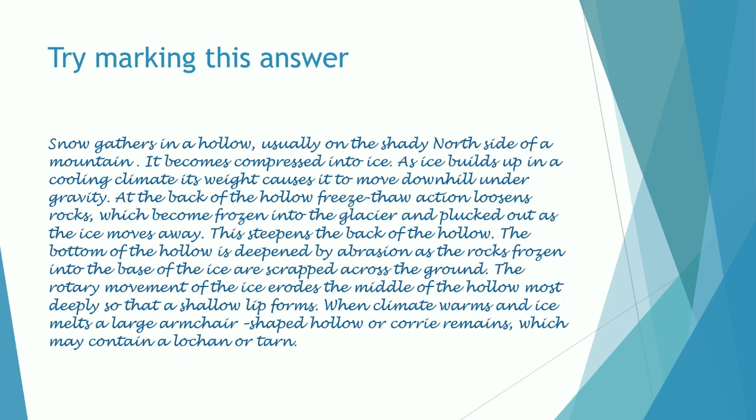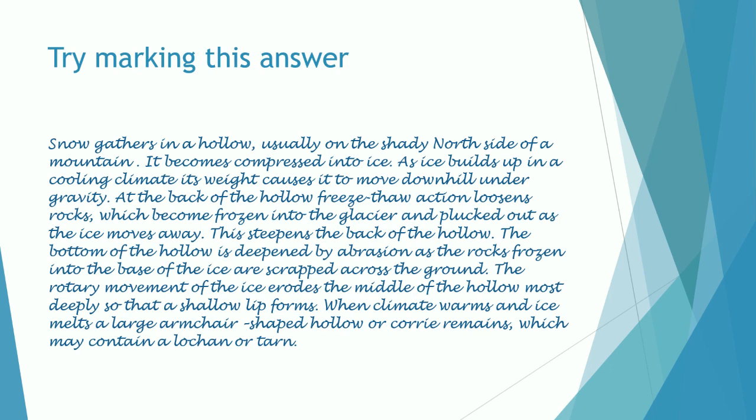Have a go at marking the following answer. Snow gathers in a hollow, usually on the shady north side of a mountain. It becomes compressed into ice. As the ice builds up, in a cooling climate, its weight causes it to move downhill, under gravity. At the back of the hollow, freeze-thaw action loosens rocks, which become frozen into the glacier, and are plucked out as the ice moves. This steepens the back of the hollow.